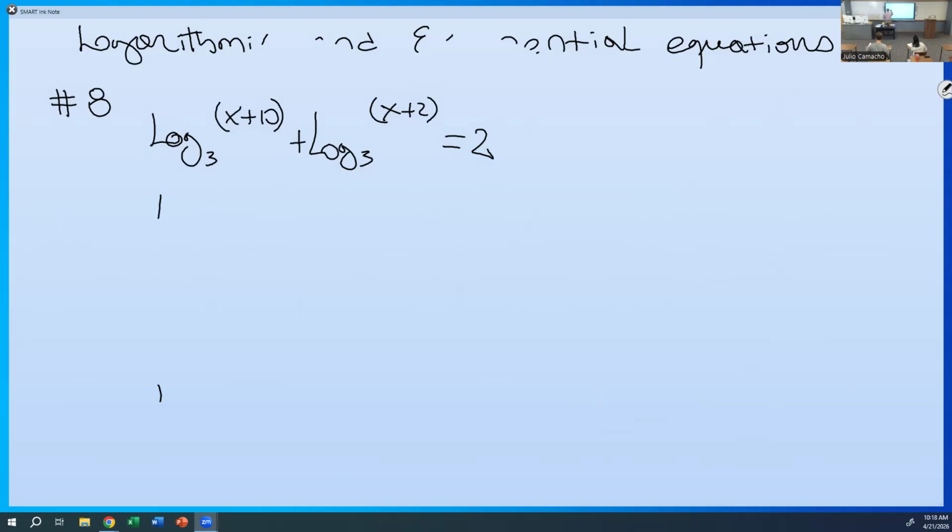So we have log base 3, and now we can put the two expressions, x plus 10 multiplying x plus 2, and both are equal to. Because now we have a logarithmic equation. We went back to one log. What will be the next step?